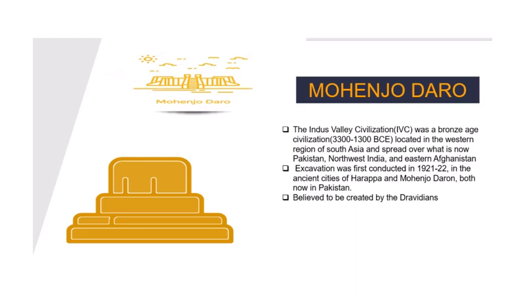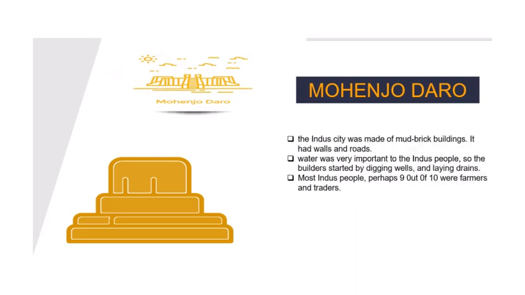It is believed that it was created by Dravidians. The Indus city was made of mud brick buildings. It had walls and roads also. Water was very important to the Indus people, so the builders started by digging wells and laying drains. Most Indus people, perhaps 9 out of 10, were farmers and traders.